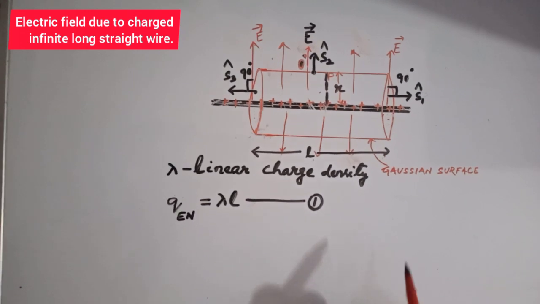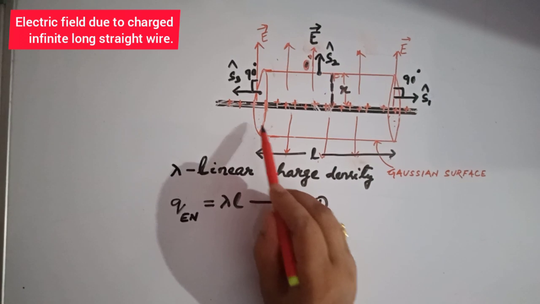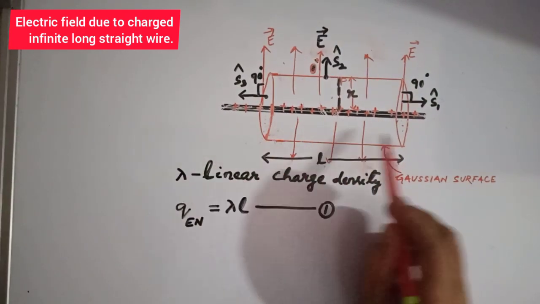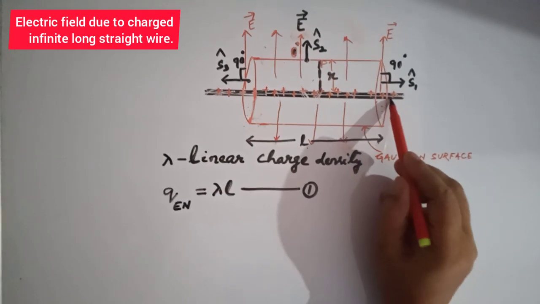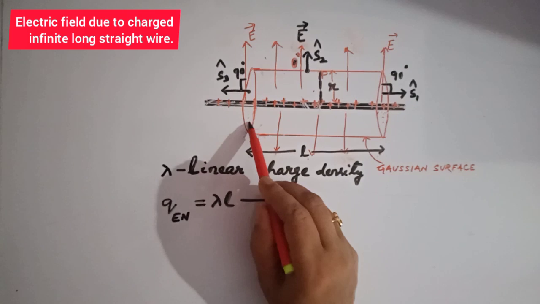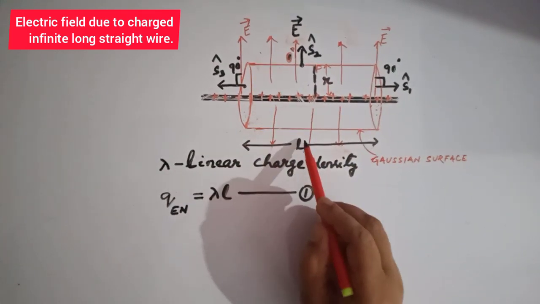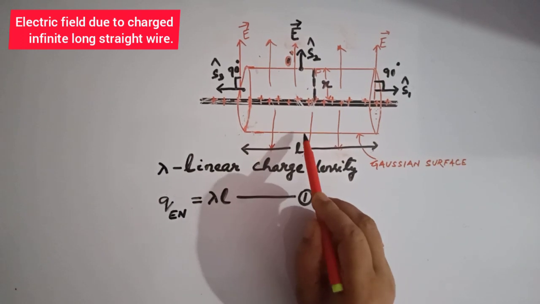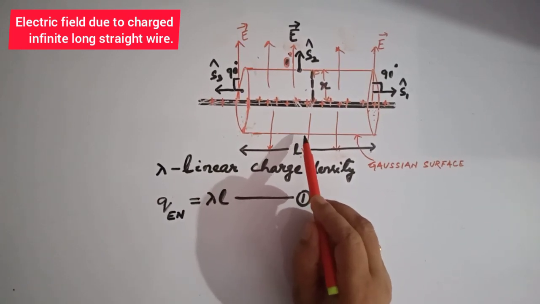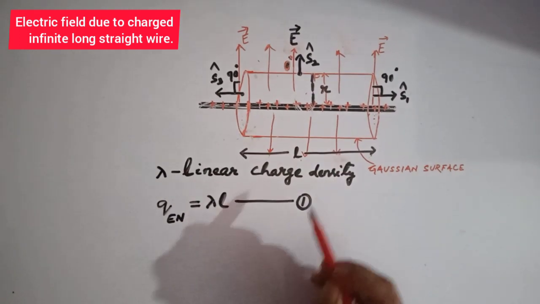You see, no flux passes through these two plane faces. Since theta is equal to 90 degrees in these two cases, phi is ES cos 90. So no flux passes through these two plane faces. Only flux passes through this curved surface. So what is the flux that passes through the curved surface? We can find it using the integration of E dot ds over the Gaussian surface.